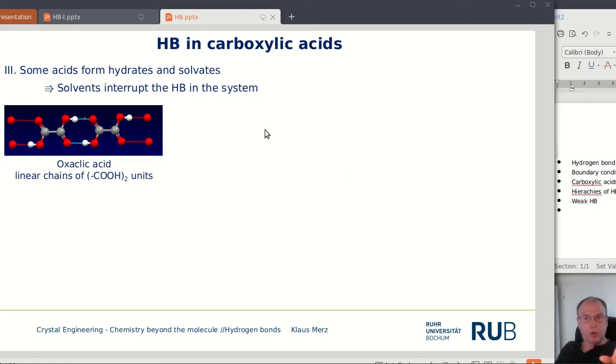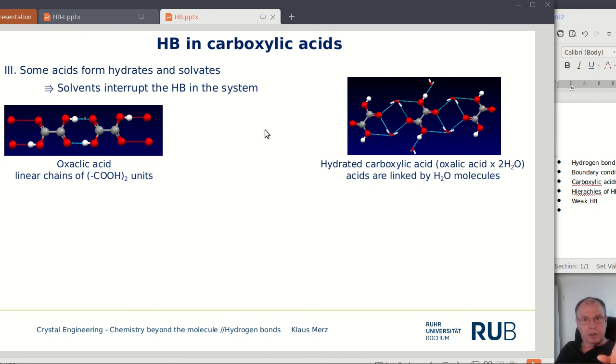In the presence of water, what we see is there is no interaction between two oxalic acid molecules. What we see is that the oxalic acid is linked by two water molecules. So the water-oxalic acid interaction is preferred in contrast to the acid-acid interaction.